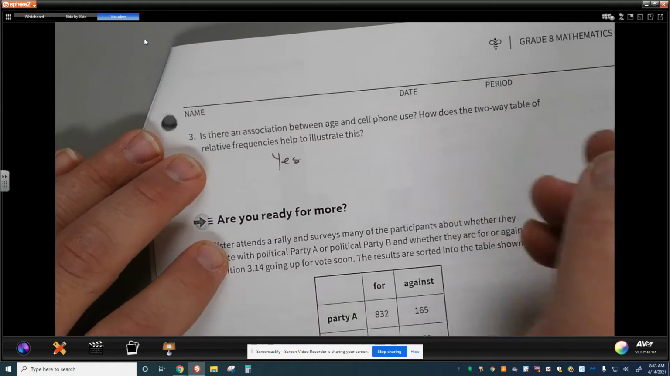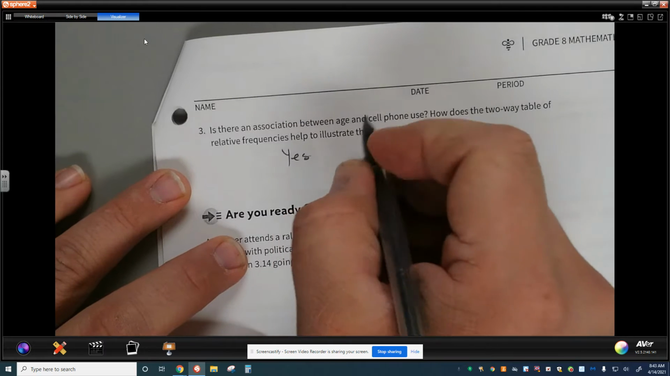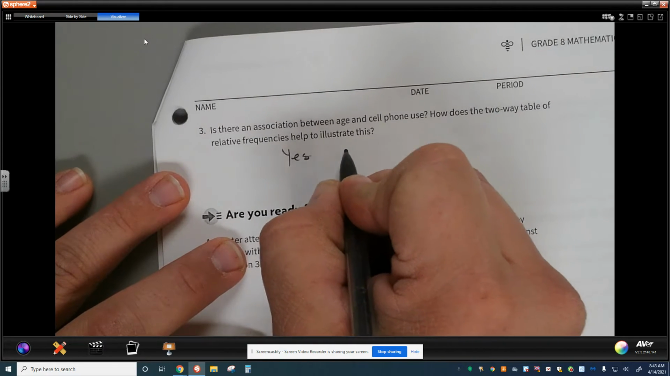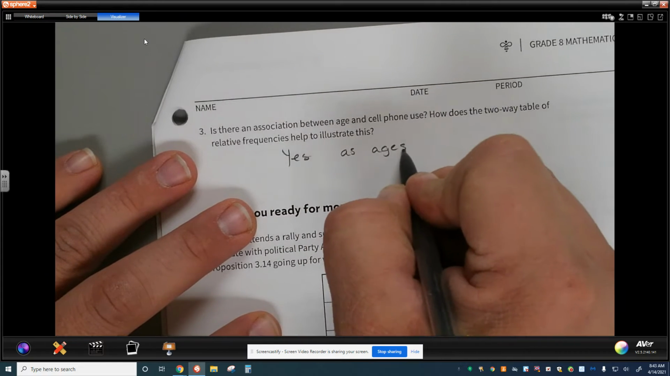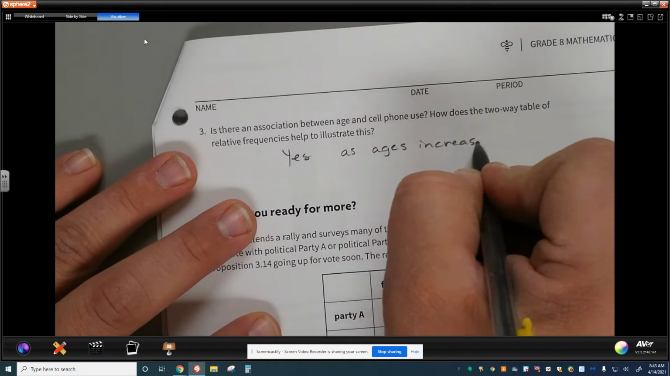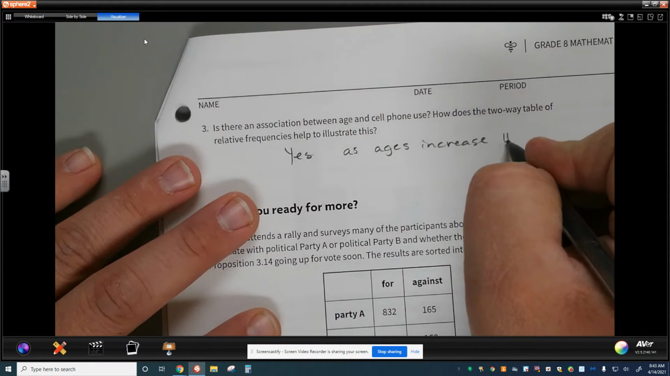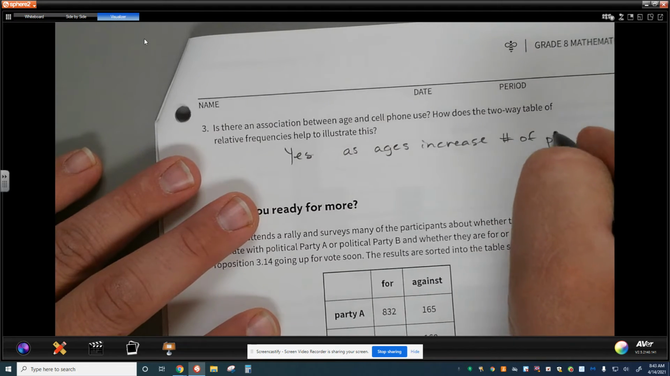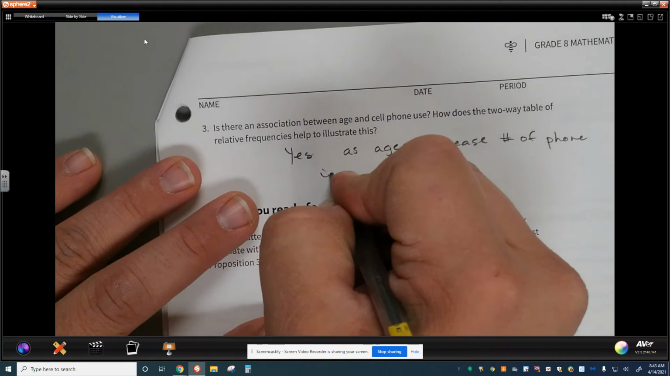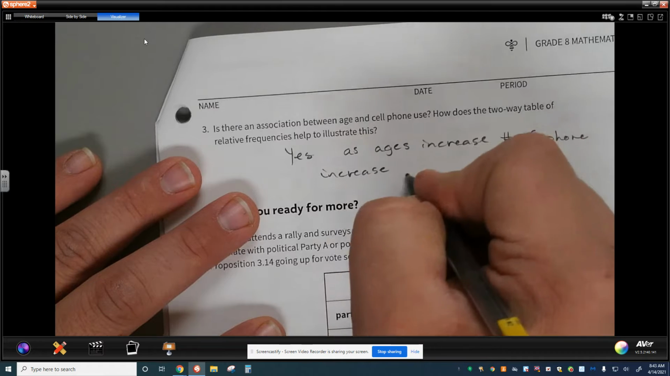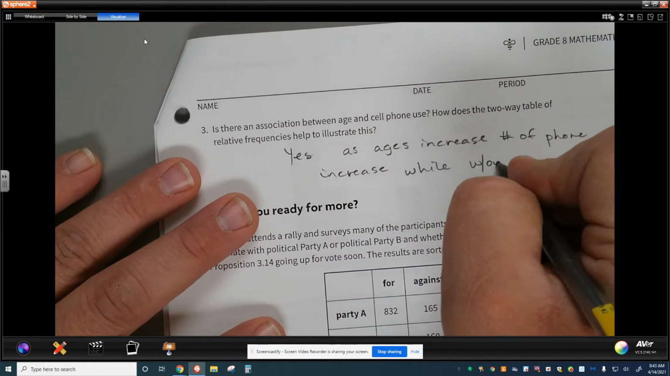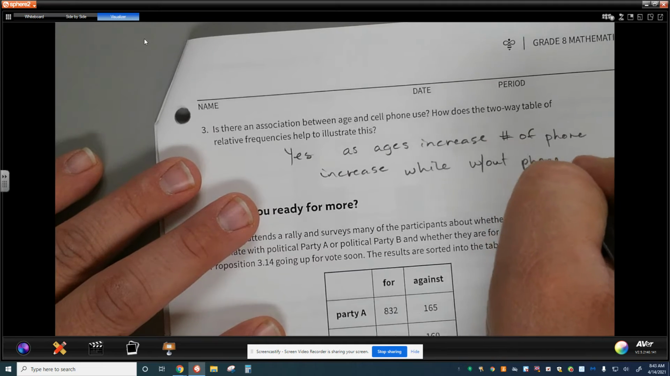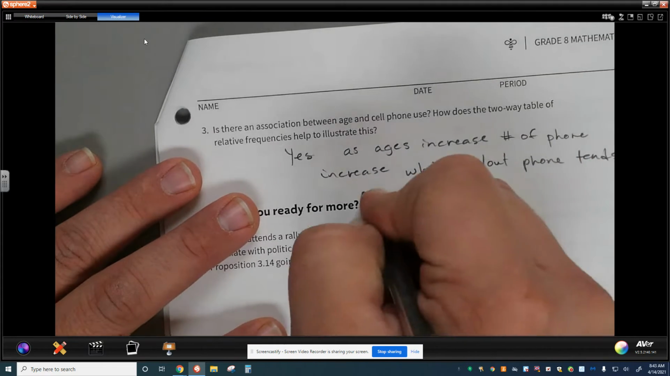Is there association? How does the two-way table or frequency table help illustrate this? As ages increase, number of phones increase, while without phone tends to decrease.